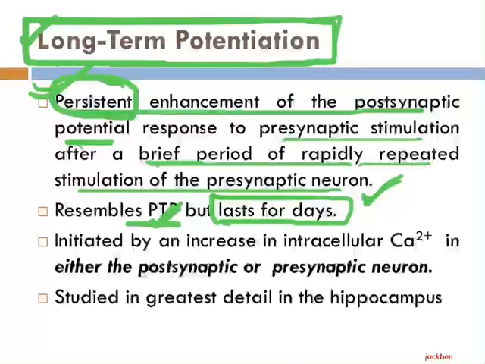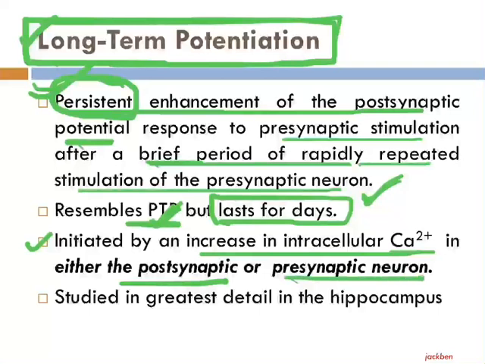Okay. It is initiated, like the PTP, the post-tetanic potentiation, by an increase in intracellular calcium in either the postsynaptic or the presynaptic neuron. What was happening in the post-tetanic potentiation? Only in the presynaptic neuron. So, that is the second difference. The long term potentiation is due to an increase in intracellular calcium in either the presynaptic or the postsynaptic neuron.